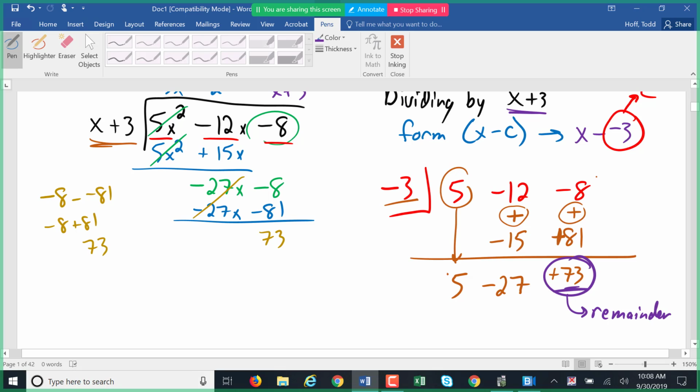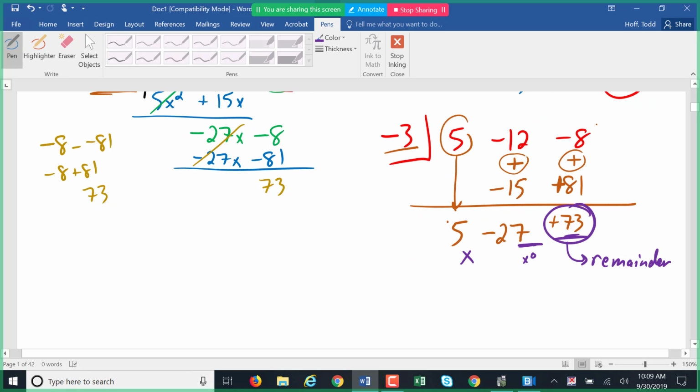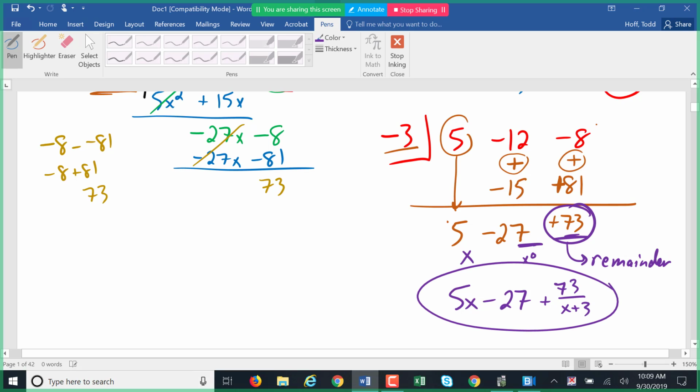And then we go back through the rest of it and we fill in the appropriate powers of x. This first one is the constant term, the x to the 0 term, or the ones. This would be the x term. So that is 5x minus 27 with a remainder of 73. We'll write that as 73 over our original divisor of x plus 3.